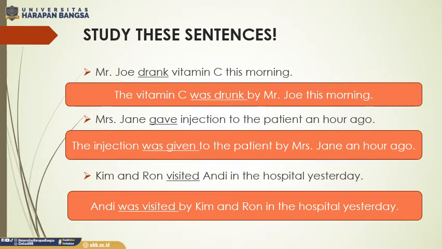Okay, so here we have 3 sentences. Mr. Chu drank vitamin C this morning. Mrs. Jane gave an injection to the patient an hour ago, and Kim and Ron visited Andy in the hospital yesterday. These 3 sentences show that they are active sentences, while the orange color shows that the sentences are passive.